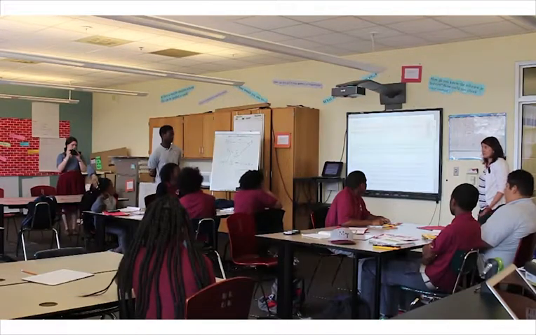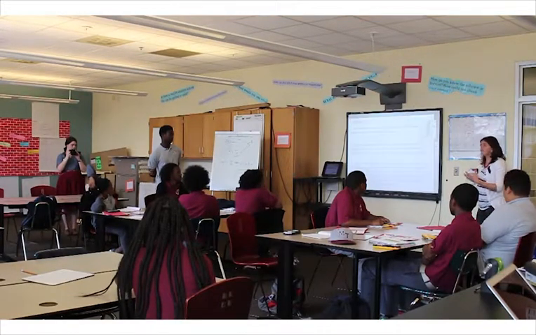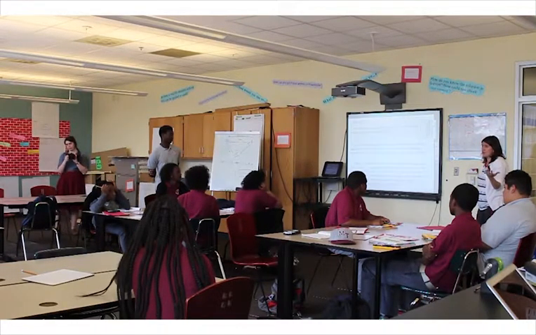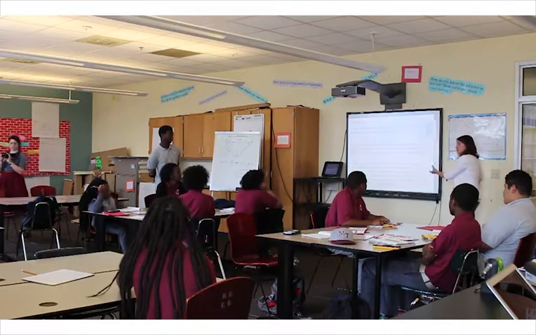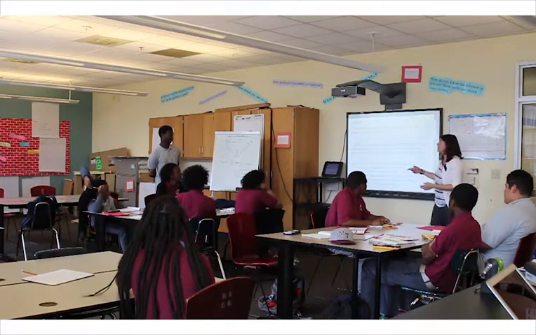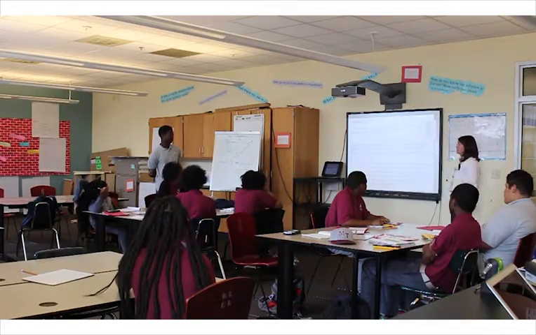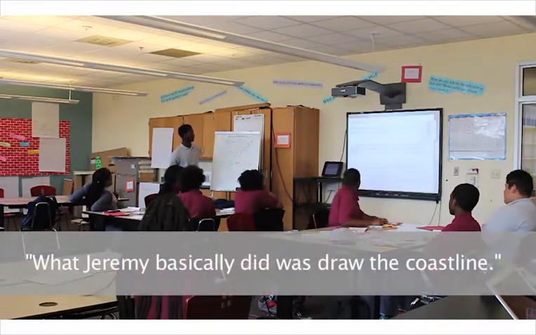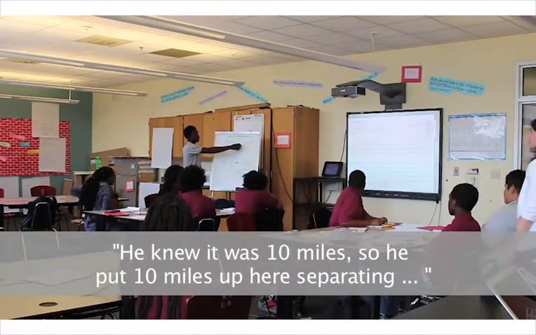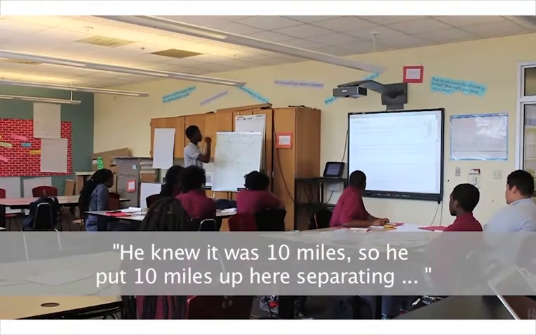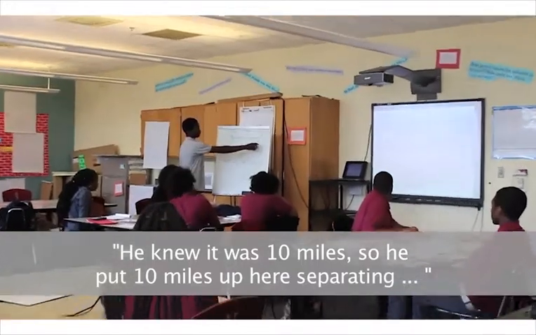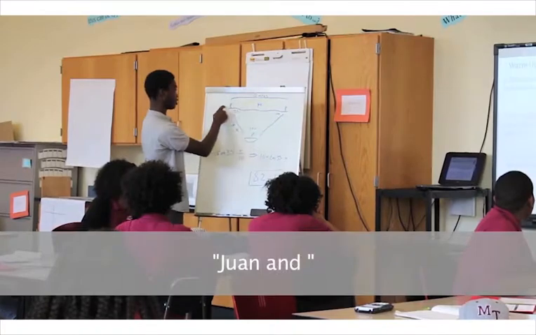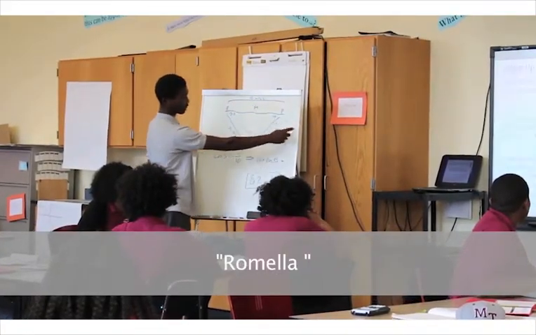Okay, so yes, there is a lot of information. What do you think the first thing that I would have wanted you to do was? Draw a diagram. This is hard to figure out without seeing it in front of you. So, Roderick, take us through Jeremy's diagram, and let's talk about if we have any feedback on it. What Jeremy basically did was he drew the coastline, and he knew that it was 10 miles. So he put 10 miles up here, separating Juan and Romela.